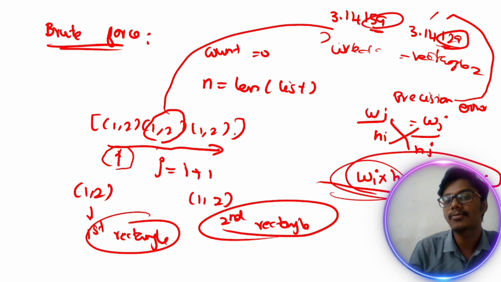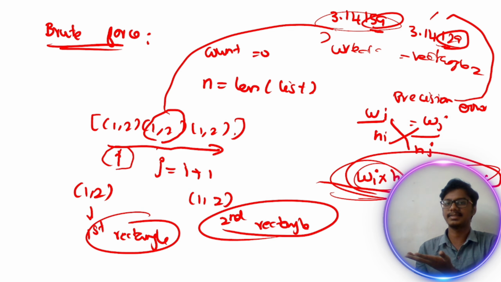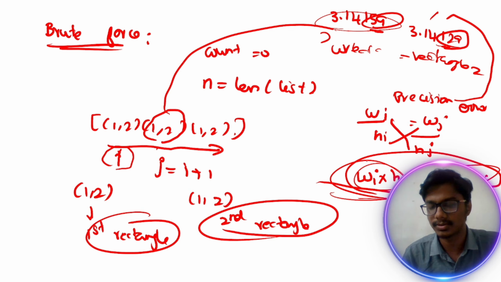I don't want to get floating-point values. I just want to work with integers. I don't want to get precision errors, right? So I just simply multiply those things.